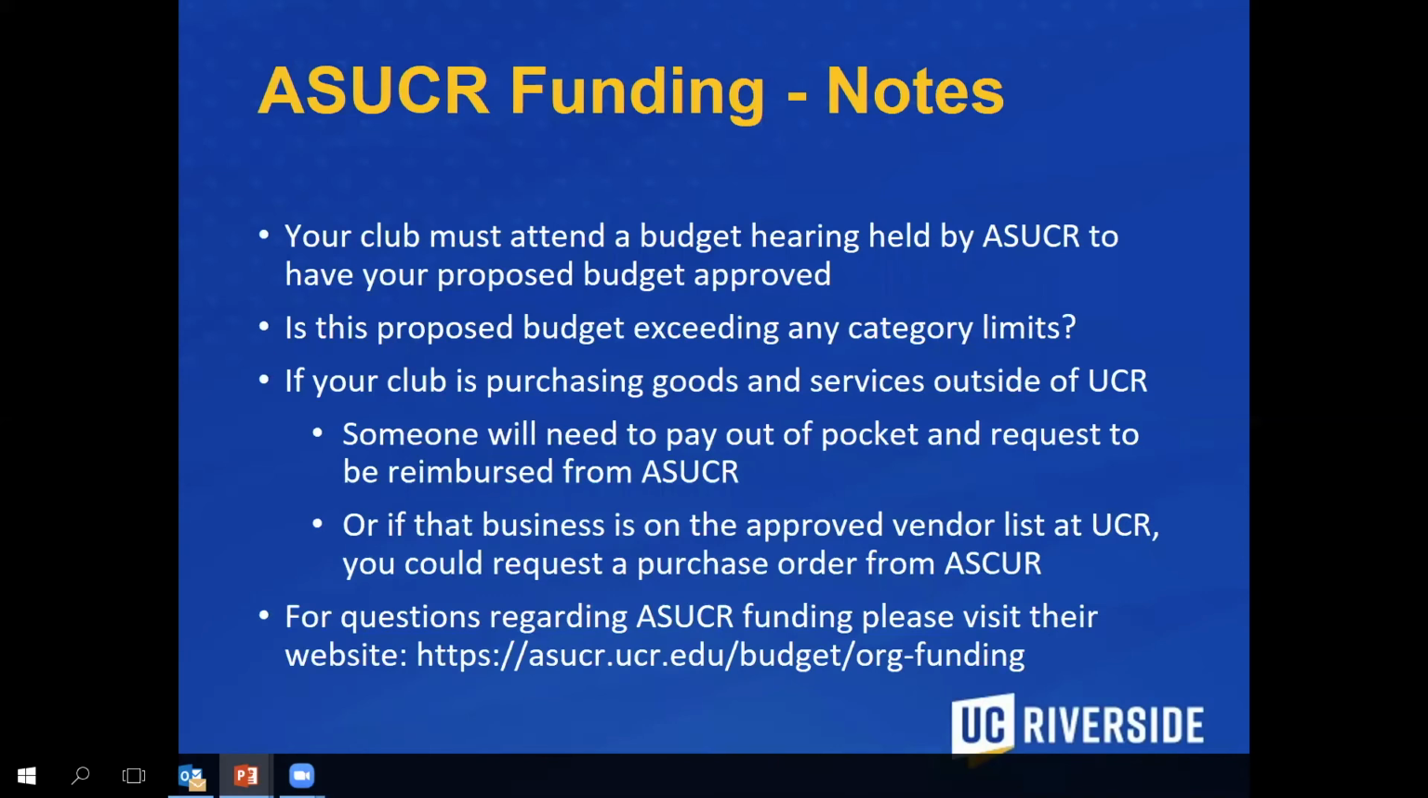A few notes. Your club must attend a budget hearing held by ASUCR to have your proposed budget approved. Is this proposed budget exceeding any category limits? If your budget is purchasing goods and services outside of UCR, someone will need to pay out of pocket and request a reimbursement from ASUCR. Or if that business is on the approved vendor list at UCR, you could request a purchase order from ASUCR. For any questions regarding ASUCR, please visit their website.